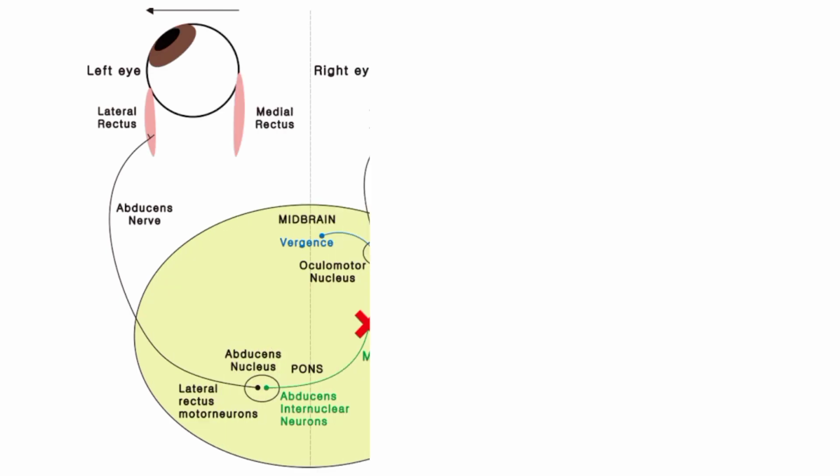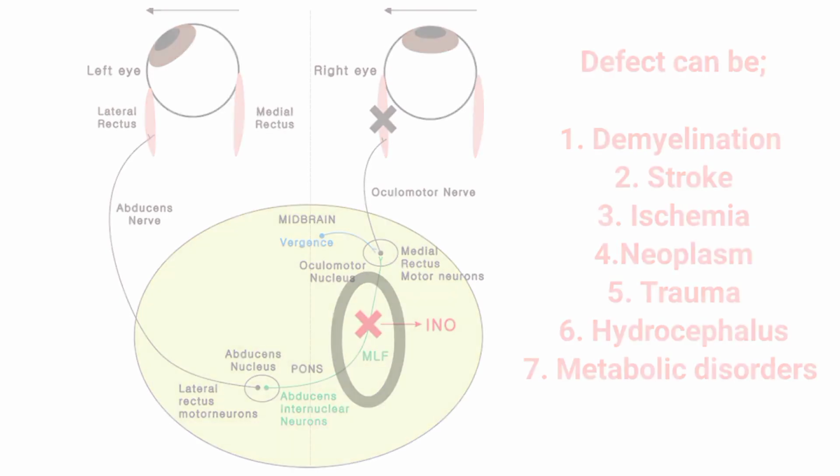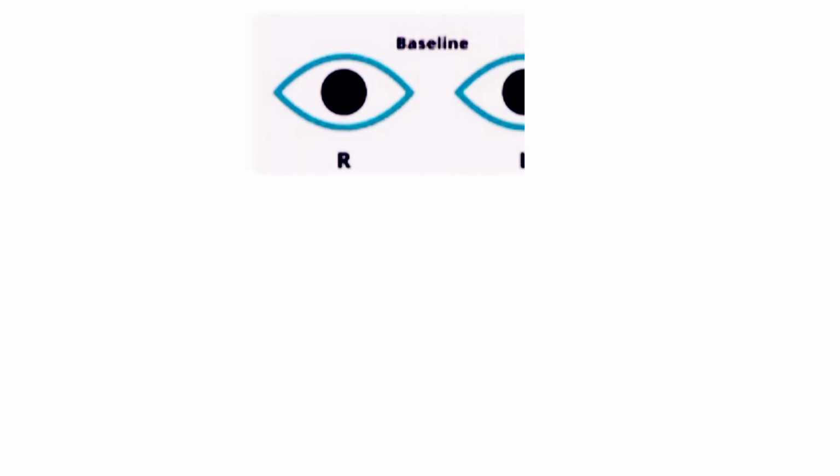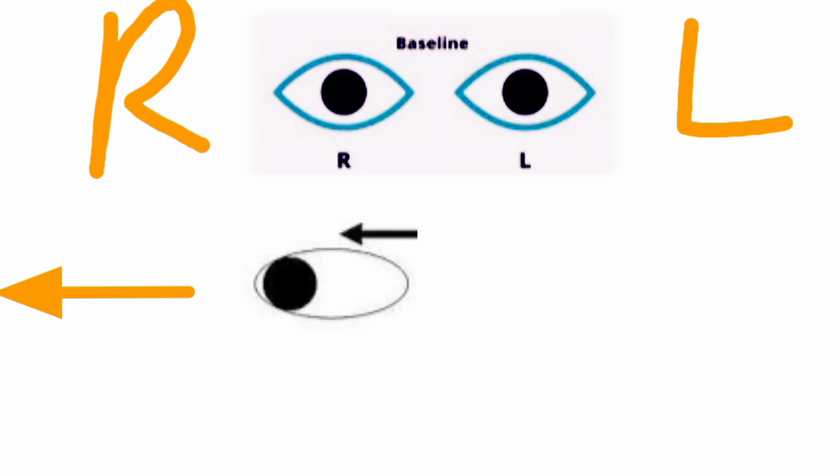Imagine there is a patient who has a defect in the right medial longitudinal fasciculus. This patient is looking towards you. This is his right eye and this is his left eye. When this patient looks towards this side, normally the lateral rectus of the right eye will contract and the medial rectus contracts to make a successful horizontal gaze.